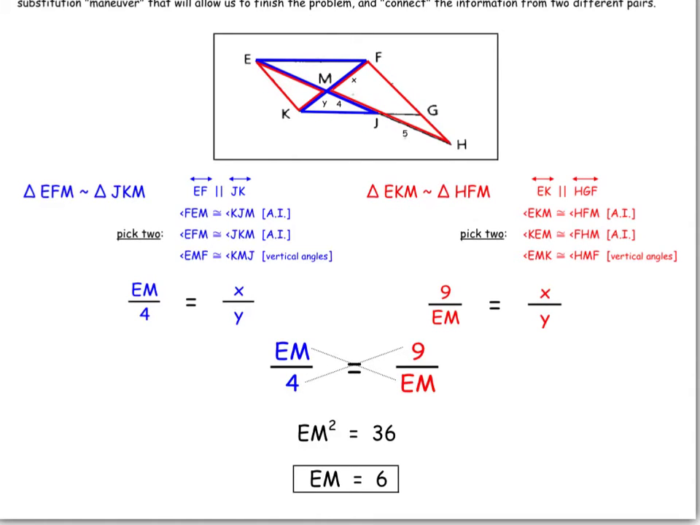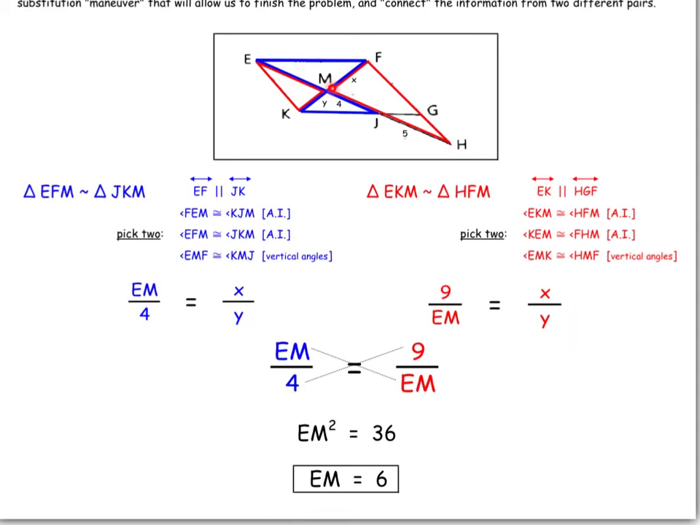Over here, I use the red triangles. Again, I chose a triangle that had EM in it and a triangle that used the same segments as the blue triangles used. That's why I called FMX and I called KMY, because I knew I'd be using them more than once. Because these two segments are in the blue triangle and the red triangle, they're going to provide the link we need to get our two ratios for our final solution.